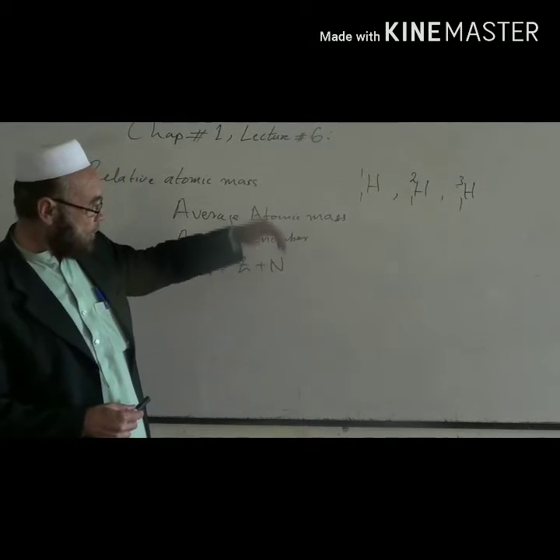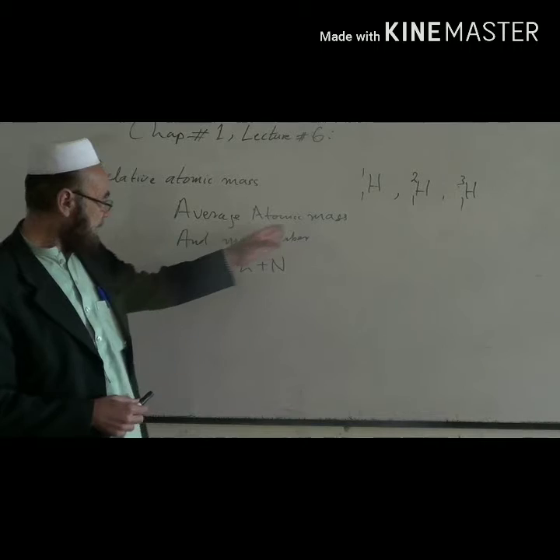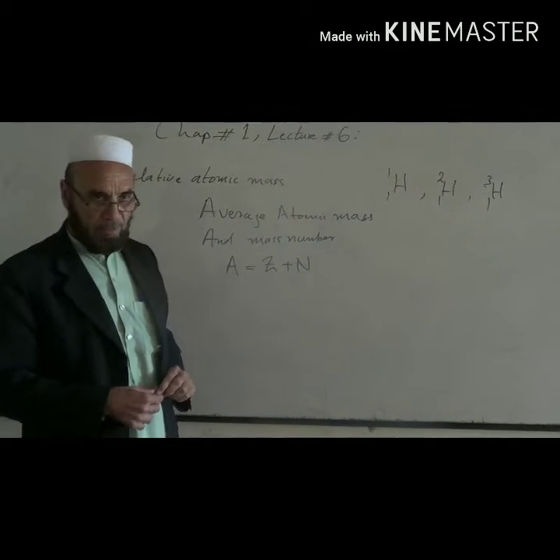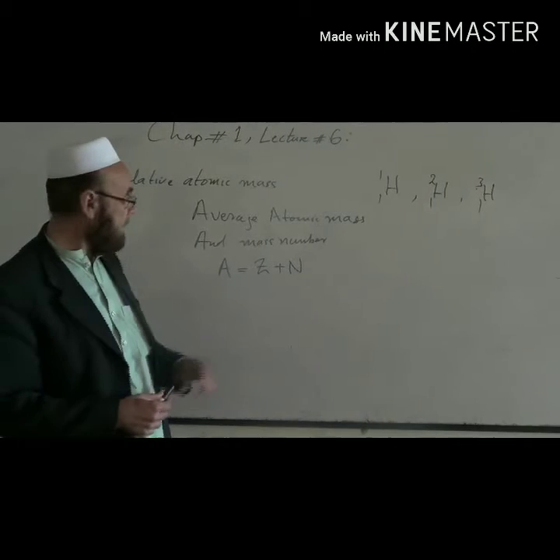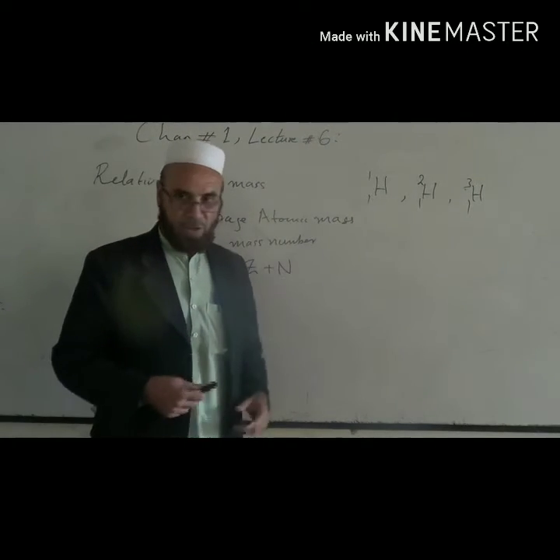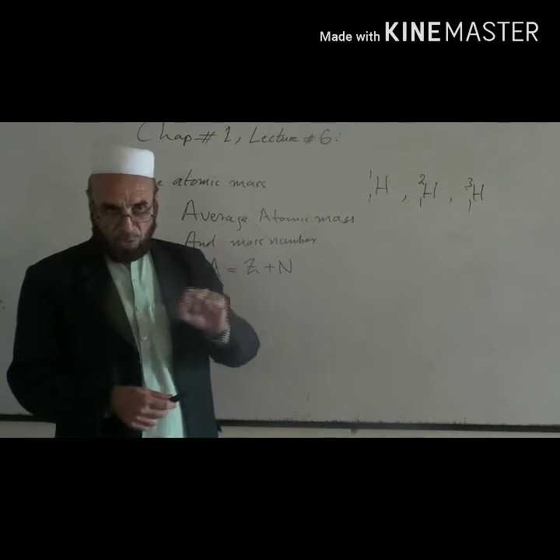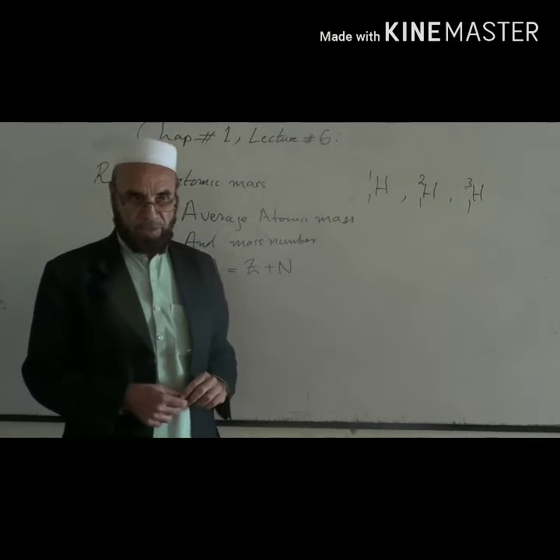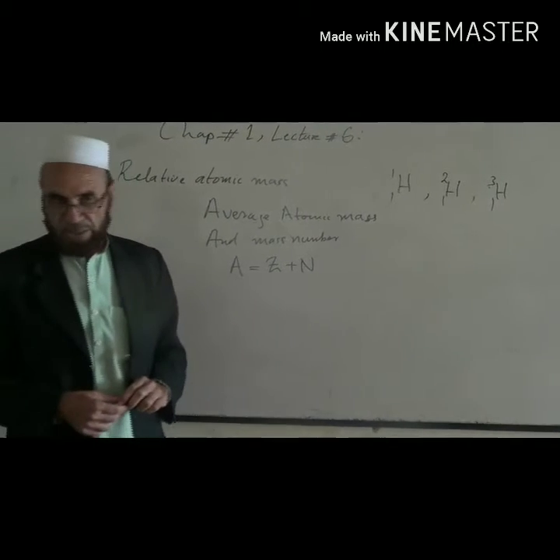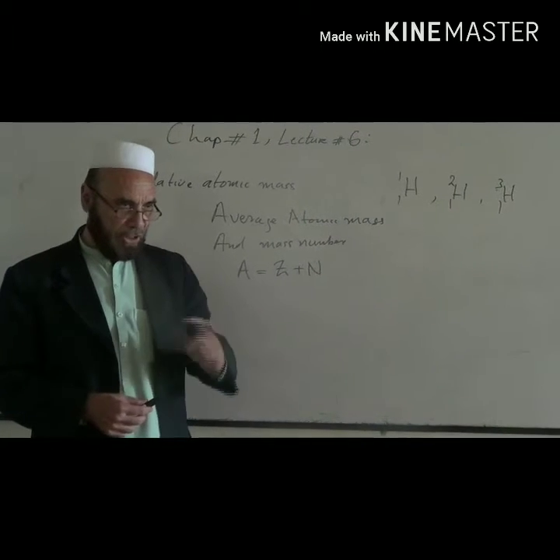So how can we calculate the average atomic mass of these isotopes? Because we have to fix a relative atomic mass, we will have to take the average atomic mass depending on the abundance of these atoms in the sample that we shall report.